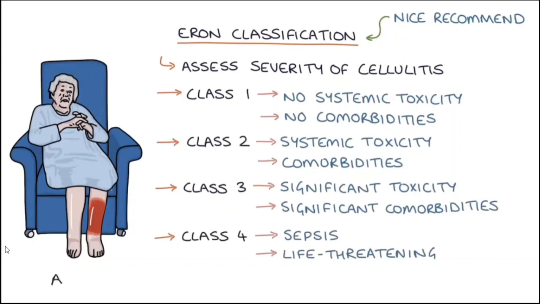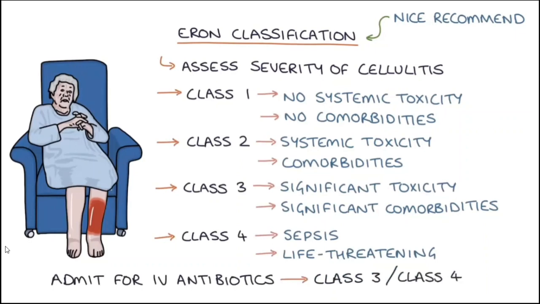NICE recommend that you admit patients for intravenous antibiotics if they fall into Class 3 or Class 4, and also admit any frail, very young, or immunocompromised patients. So if there's any significant comorbidity or significant systemic toxicity, or of course sepsis, then they should be admitted for IV antibiotics.